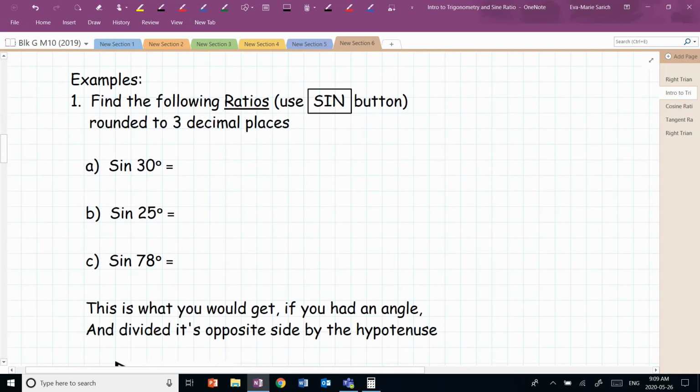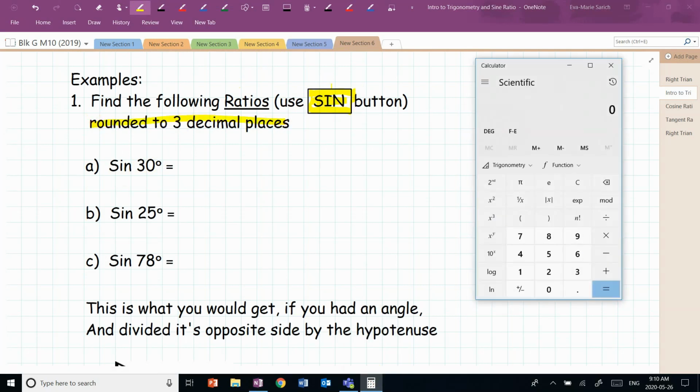All right, now this is where you need to use your calculator. So we want to find the ratios. So that means we're going to use the sine button, okay? And it's going to come out as a decimal. It's not going to give us a fraction. It's going to say, okay, if we have a 30-degree angle and we take the opposite side and we divide it by the hypotenuse, we're going to get a decimal. And I want us to round to 3 decimal places.